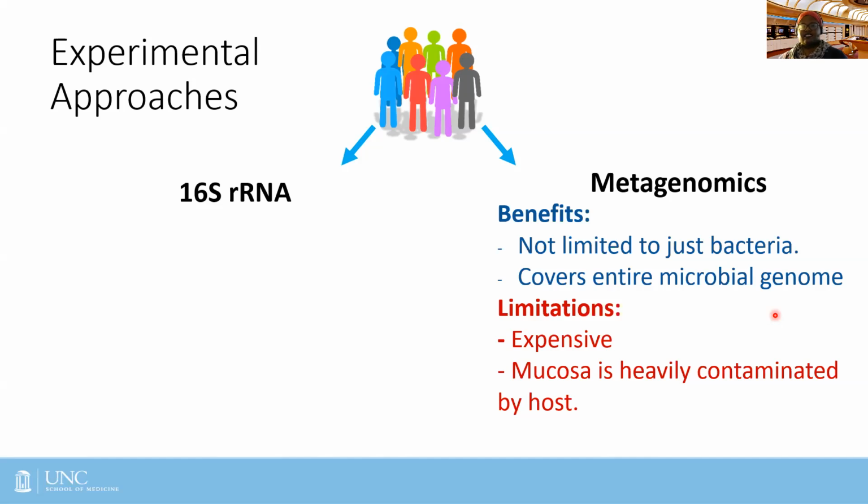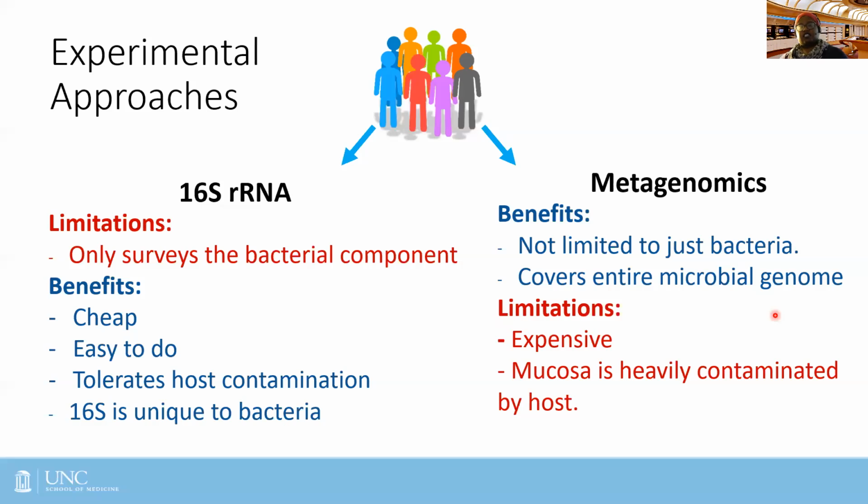The limitation, though, is that this is a very expensive procedure. And second of all, the mucosa is heavily contaminated by the host. So when you do metagenomic sequencing, you're sequencing everything. As well as the microbial contents, you're also going to be sequencing the host. And in mucosa-based studies, that means around 90% of the reads that you're getting are going to be associated with the host. So you're throwing out a lot of data for an already expensive experiment. In contrast, 16S data only surveys the bacterial components, so we don't have an idea of what the composition of the fungi and the archaea is in this sample.